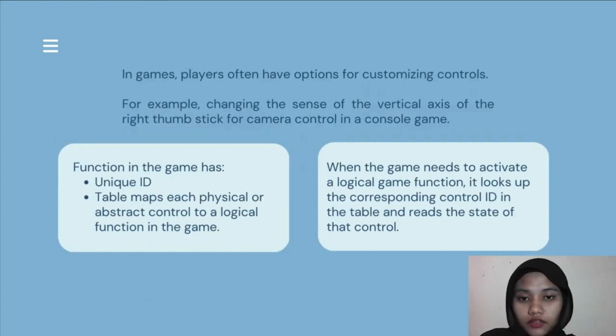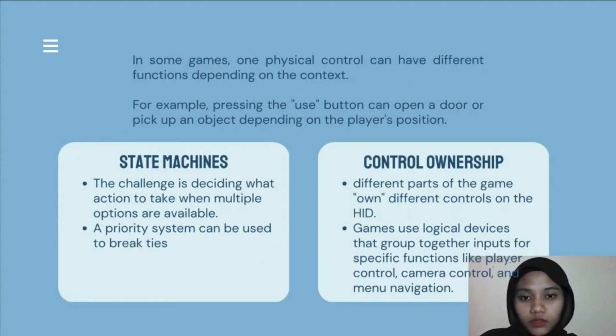In games, players often have options for customizing controls, so a function in a game can have a unique ID or table maps. In some games, one physical control can have different functions depending on the context. It can be either state machines or control ownership.